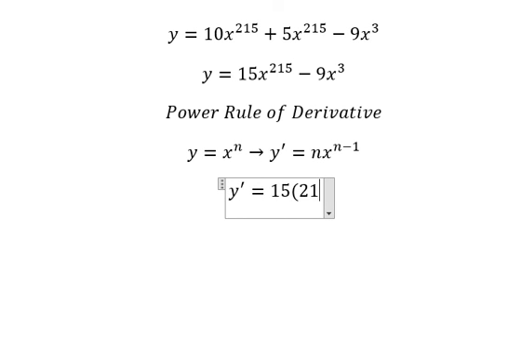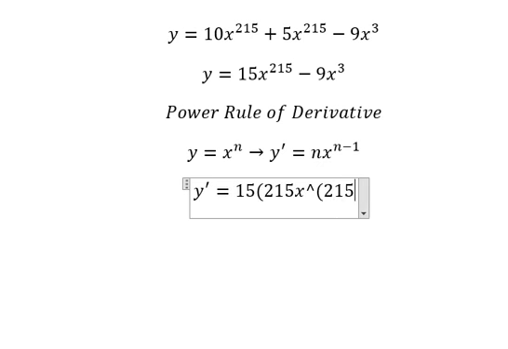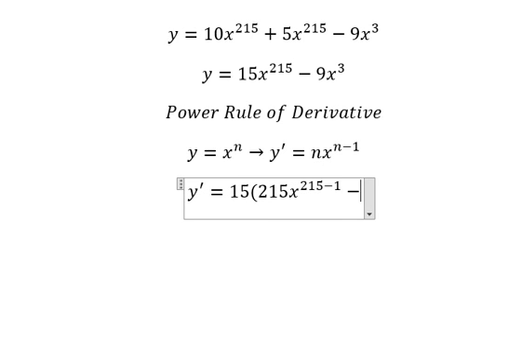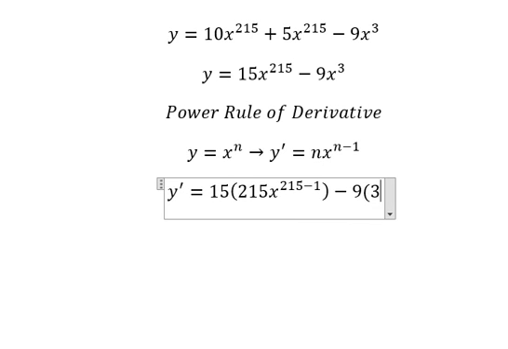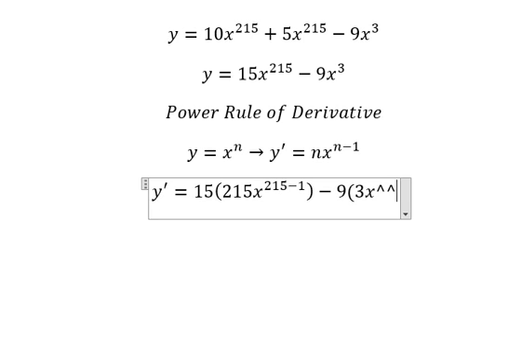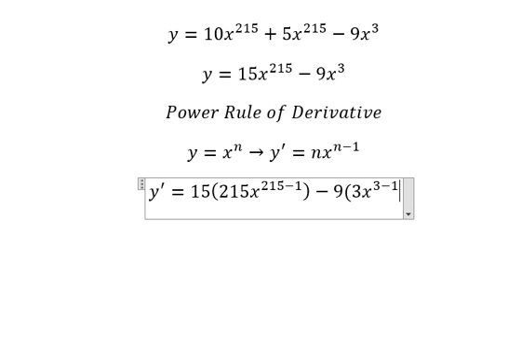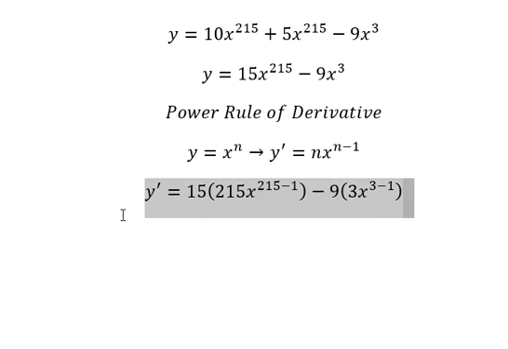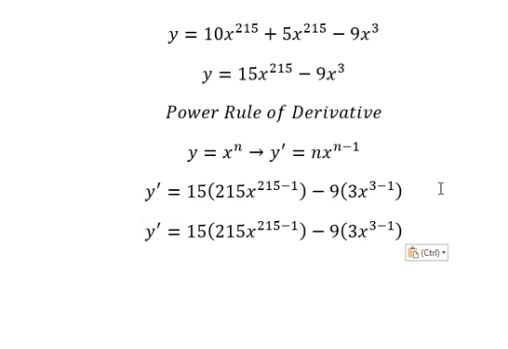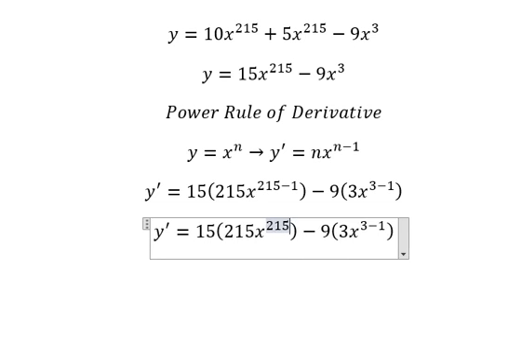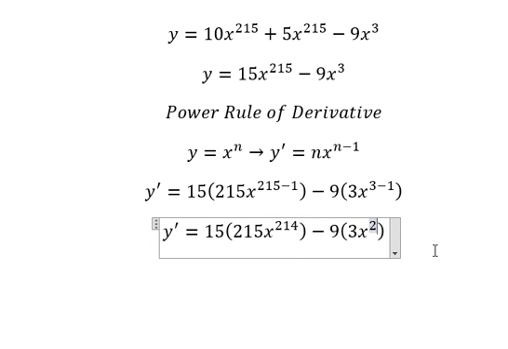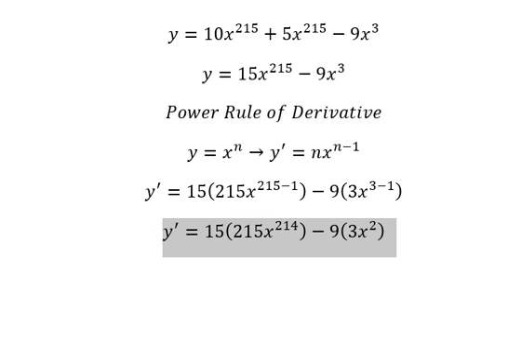So we have 215 s to the power of 215 minus 1. Similar for the second one. So this one we have 214. This one we have number 2. And that is the final answer.